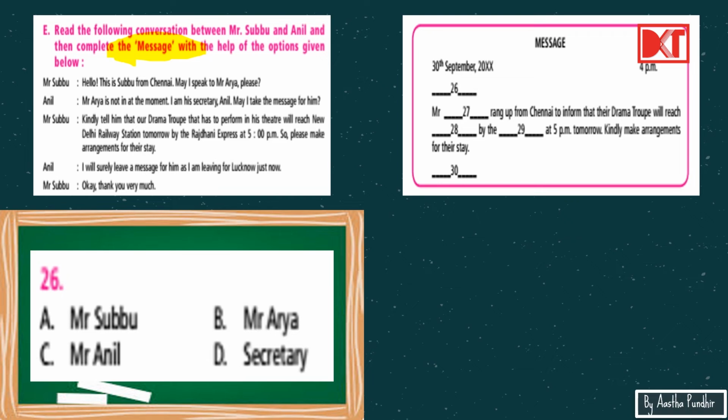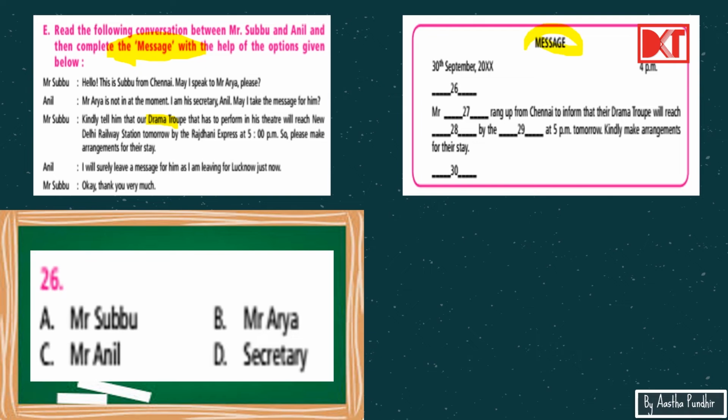Mr. Subbu then says, "Kindly tell him that our drama troupe has to perform in his theatre. Let me repeat. Kindly tell him that our drama troupe that has to perform in his theatre will reach New Delhi railway station tomorrow by the Rajdhani Express at 5 p.m. So please make arrangements for their stay." Anil replies, "I will surely leave a message for him as I am leaving for Lucknow just now." So Mr. Subbu says, "Okay, thank you very much."